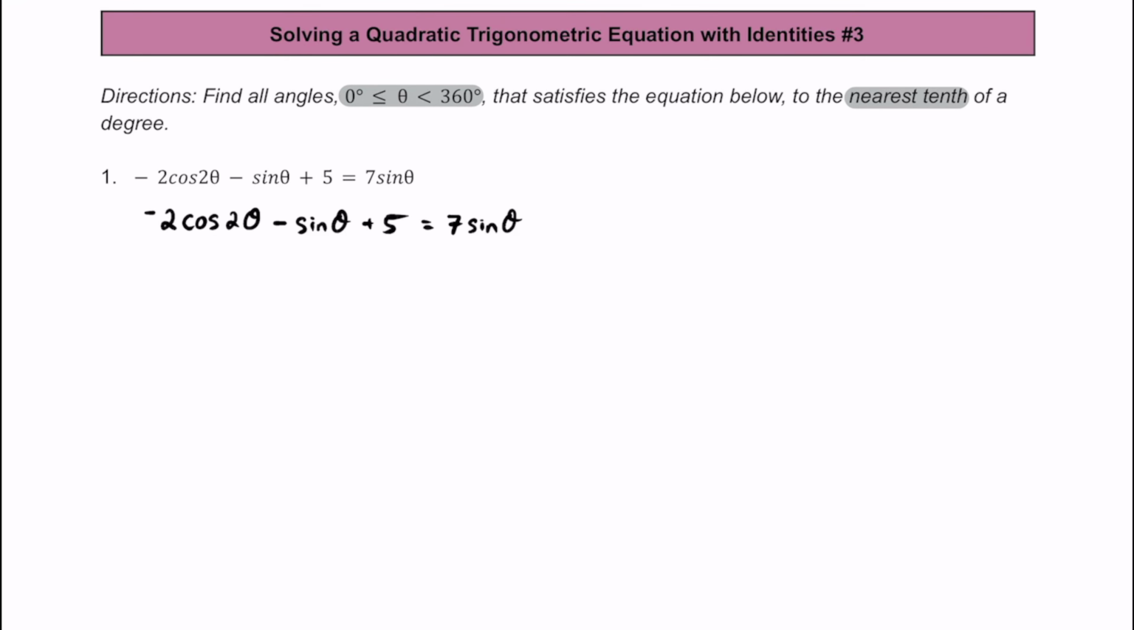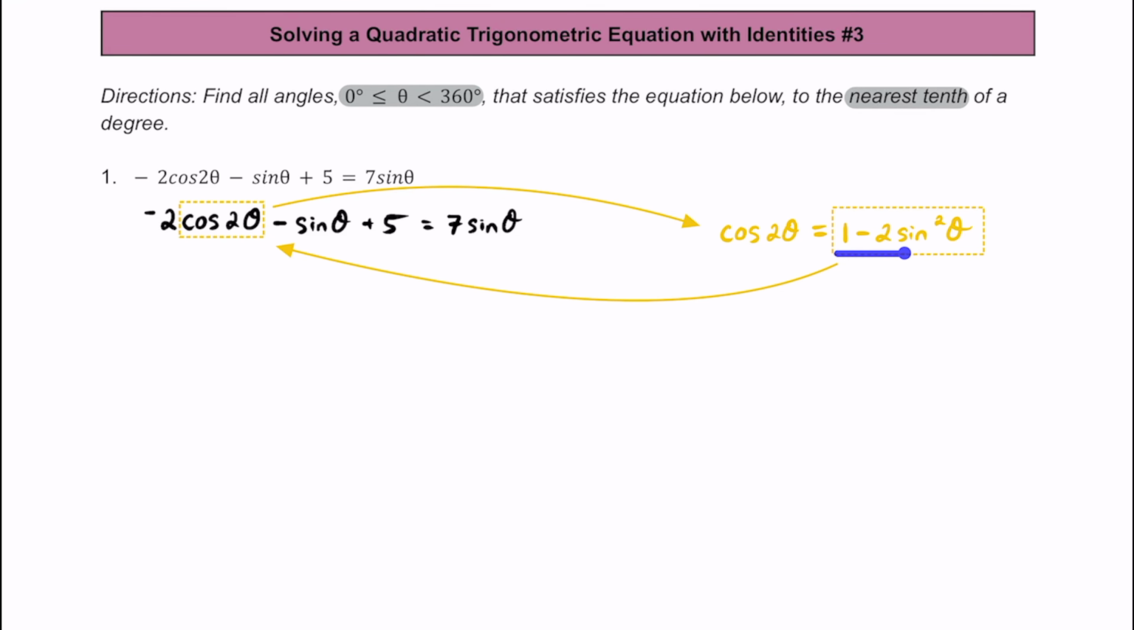Notice how we have a sine function here and here, but unfortunately we have a cosine function over here, and we also have a double angle. So let's see if we could swap one out using one of our trig identities. Now, while there's different forms of our double angle formula for cosine of 2 theta, I'm going to go ahead and use the one where cosine of 2 theta is equal to 1 minus 2 times sine squared of theta. So we only have one trig function in this equation, and that would be sine of theta.